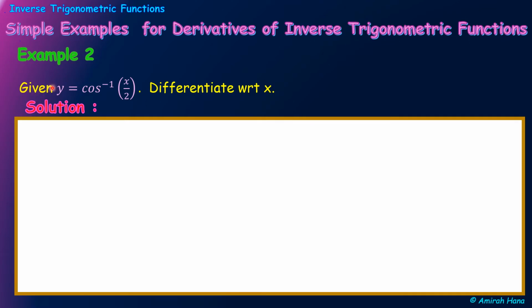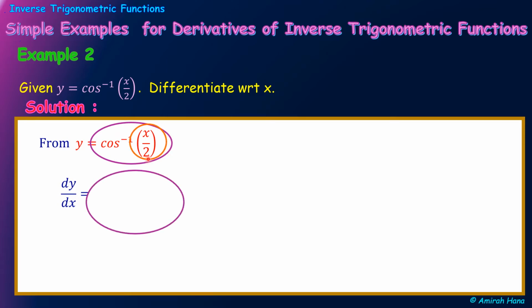Given y equals inverse cos x over 2, differentiate with respect to x. From the given question, we can find dy over dx when we differentiate with respect to x. Inverse cos of x over 2 is a composite function, so we can draw outer circle and inner circle, then pass with two other circles, and in between must be multiplication operations.